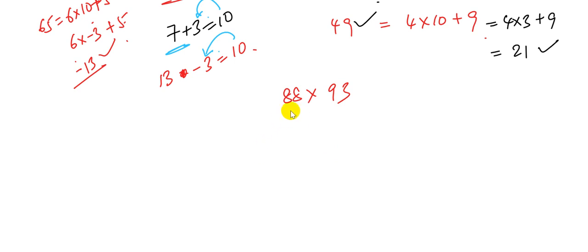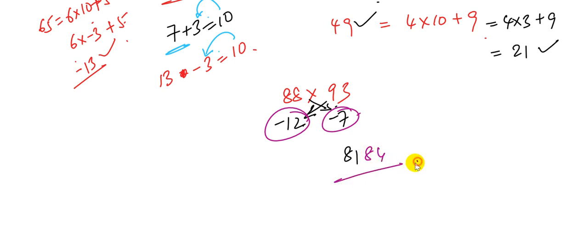How far is 88 from 100? 12. 93 is 7 from 100. If you cross subtract any of the two pairs, 88 minus 7 is 81, and 93 minus 12 is also 81. Then you multiply these two numbers, minus 12 and minus 7, which is 84. So 8184 is the answer.